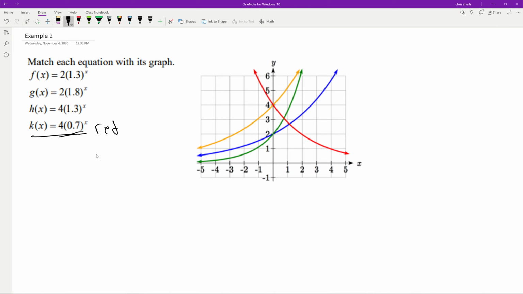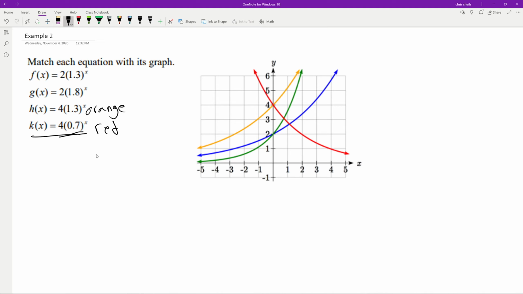Then, from here, we might notice that h of x also has the same vertical intercept as k of x, right? They should both have a vertical intercept at 4. H of x is the one that's going the other way, though, because h of x is exponential growth. This means that h of x is the orange graph.